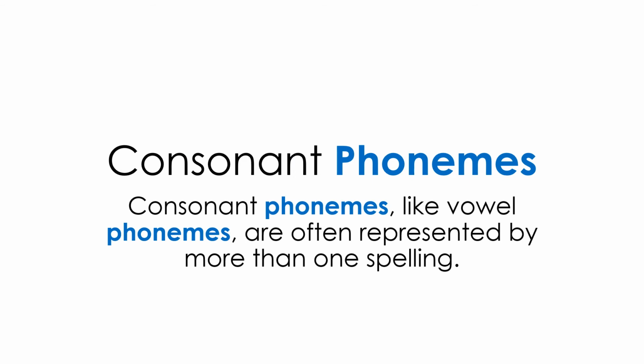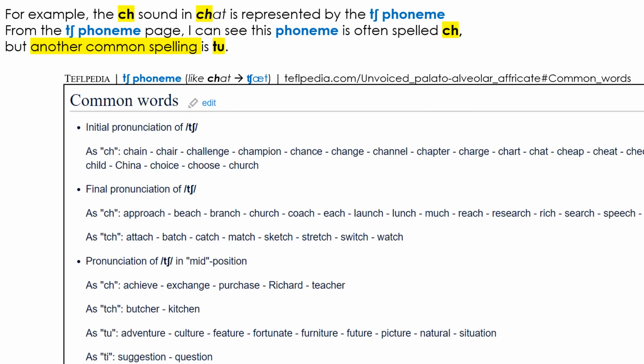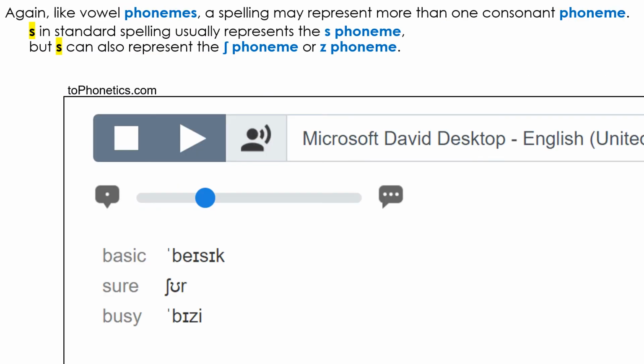Consonant phonemes, like vowel phonemes, are often represented by more than one spelling. For example, the ch sound in chat is represented by the ch phoneme. From the ch phoneme page, I can see this phoneme is often spelled ch, but another common spelling is tu, like adventure, culture, feature.